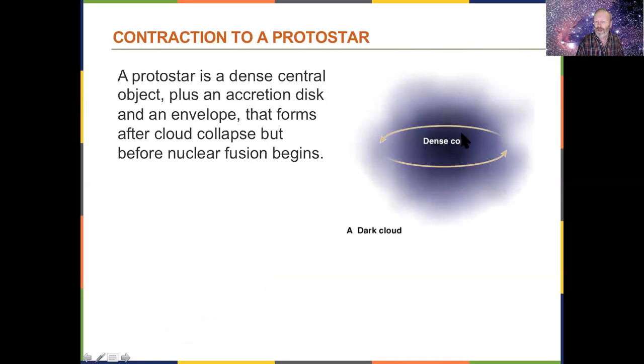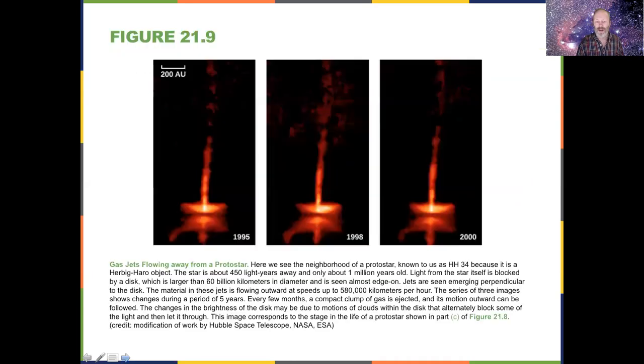Protostar will be in the middle here. The area around it is called an accretion disk. When the material gloms together, it's said to accrete. When two particles come together and gravity holds them together, we're saying that they're accreting together. So we have that holding things together, and this continues until we reach a point where fusion will begin inside.